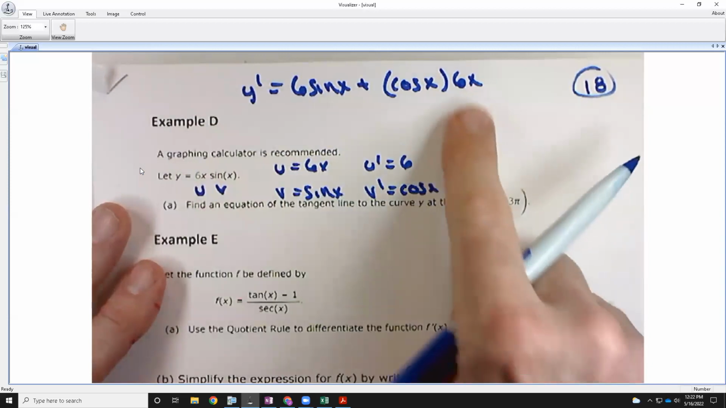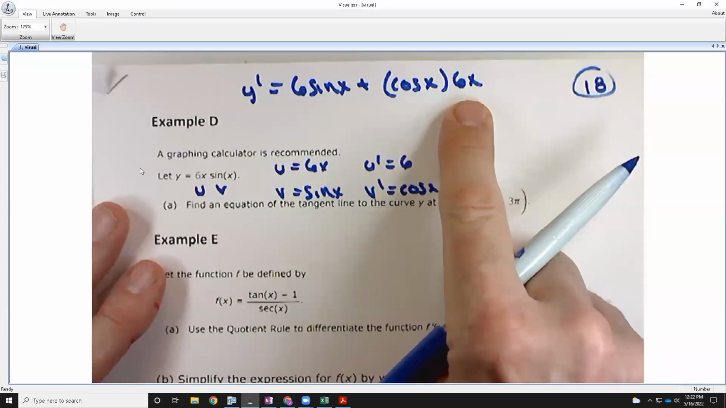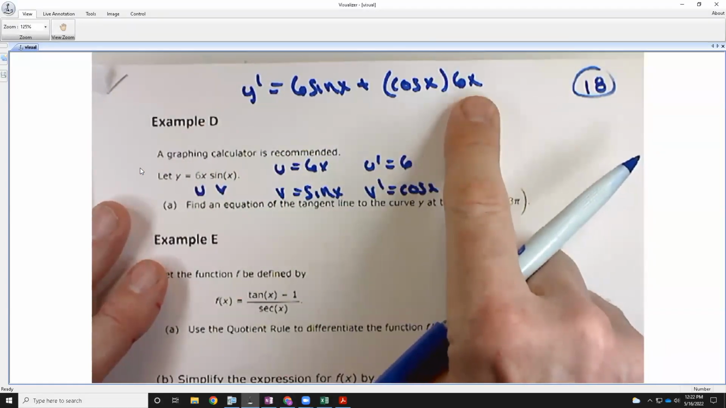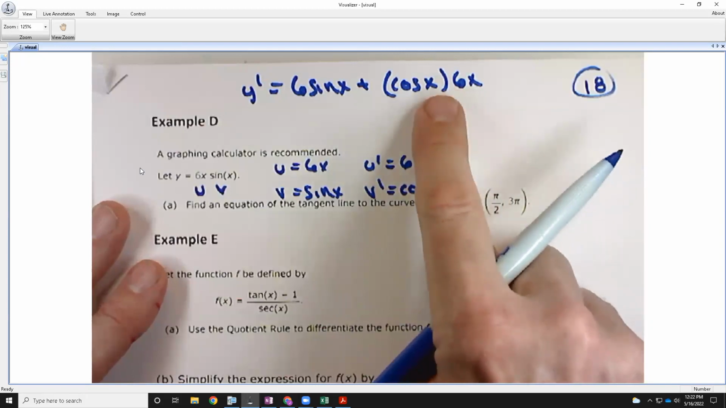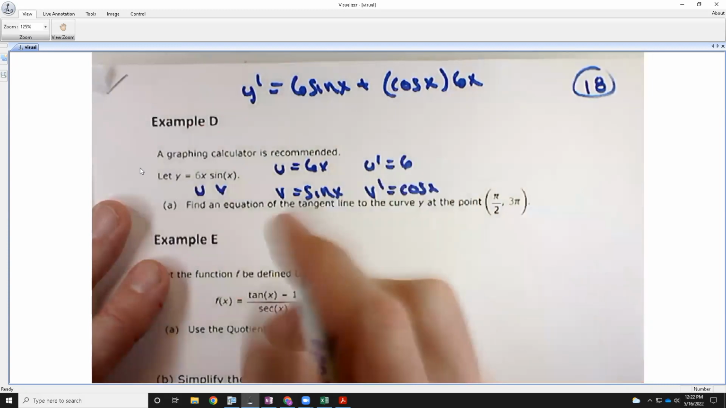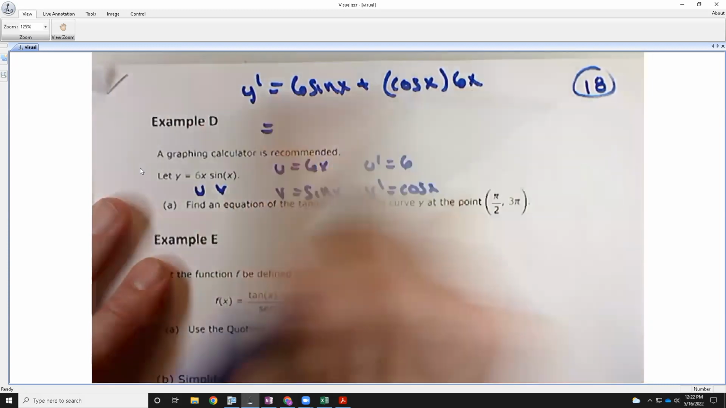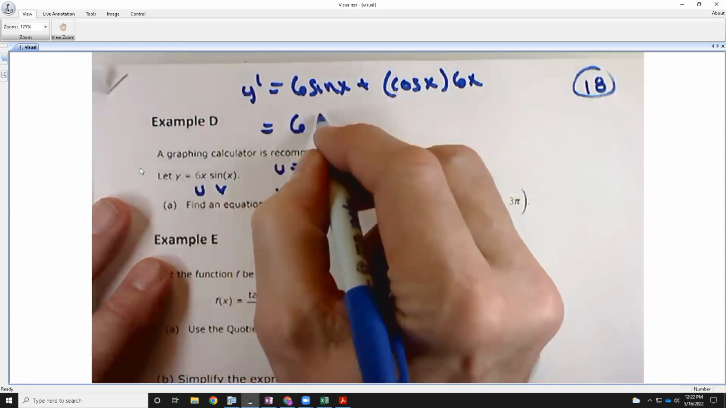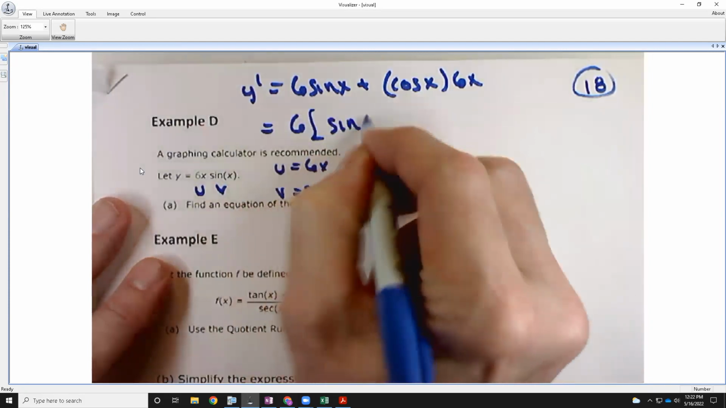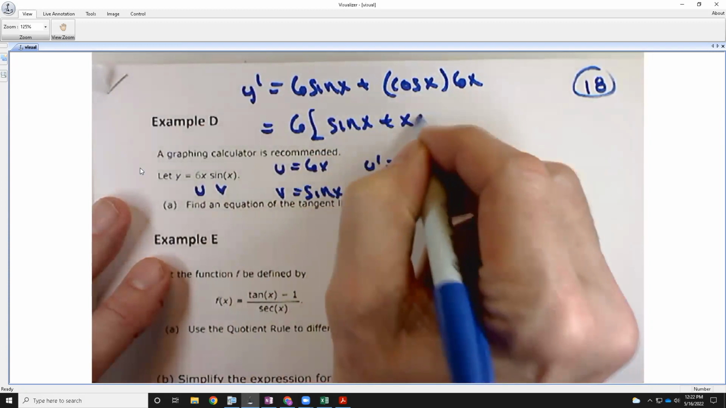Now, like I said, I get nervous sometimes when people do this because there's this overwhelming temptation to say, oh, well, 6x, it's going to be cosine of 6x squared or something like that. You can't. Might as well just write that out in front. In fact, speaking of writing things out in front, I'm going to factor the 6 all the way out in front. 6 times sine of x plus x times cosine of x.